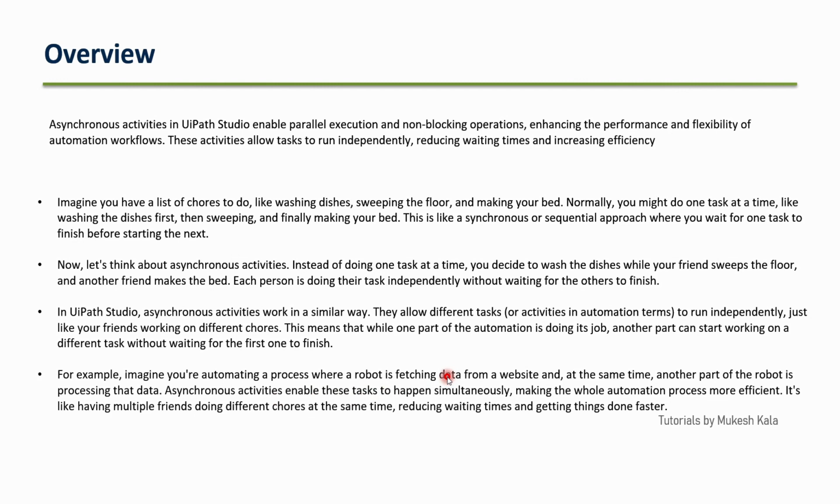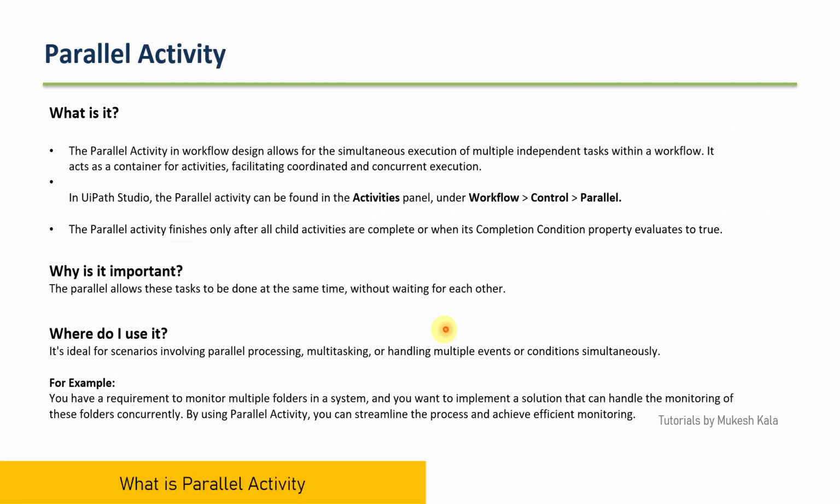Now let's talk more technically and see which activities we have available in UiPath and how we can utilize them. In UiPath, I have an activity called the parallel activity. Now, what exactly is the parallel activity? The parallel activity is a workflow design that allows simultaneous execution of multiple independent tasks within a workflow. Okay, this is important. It acts as a container facilitating the coordinated and concurrent execution. So the parallel activity is a container where you put the activities which you want to run in parallel.